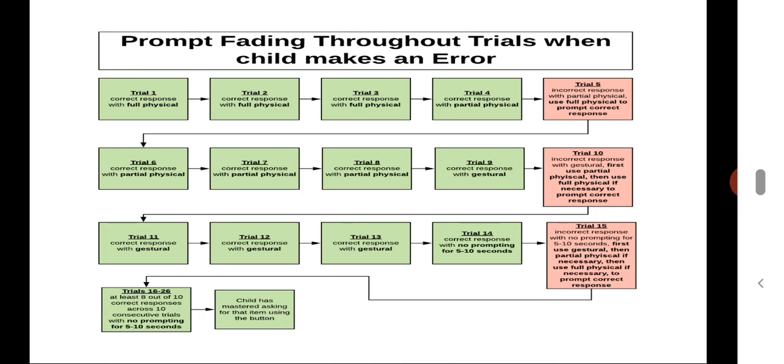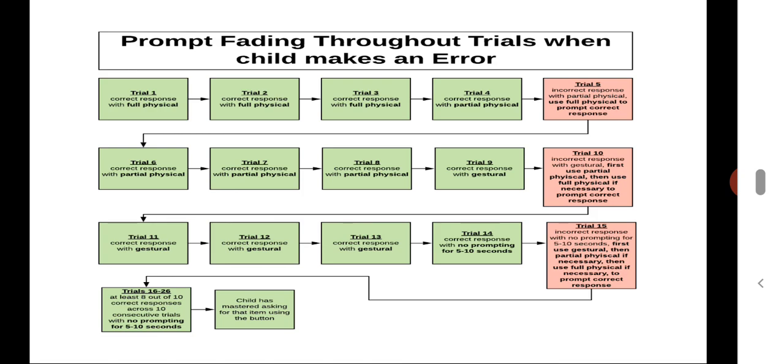So trial 6, 7, and 8, let's assume they get it correct, touch the correct button with the partial physical prompting. Then we can move to the gestural prompting for trial 9. They get it right with the gestural prompting for trial 9. Great. We try that again on trial 10, but no, they don't get the correct answer. They don't touch the right button with the gestural prompt. So now we're going to have to use a partial physical prompt and hope they touch the right button.